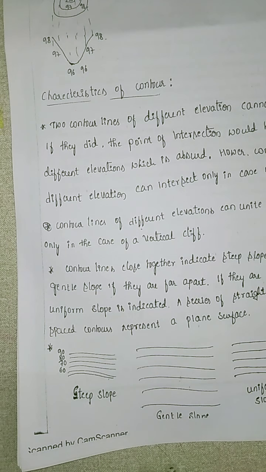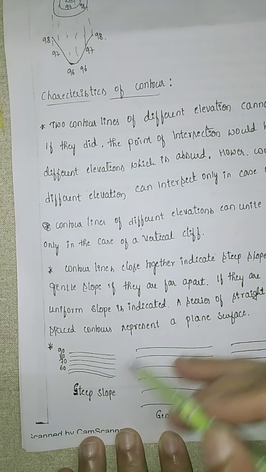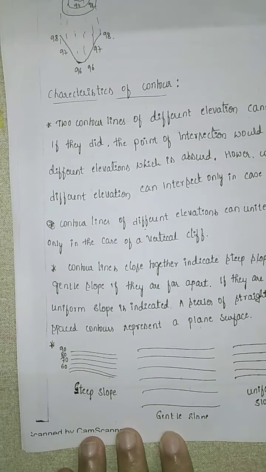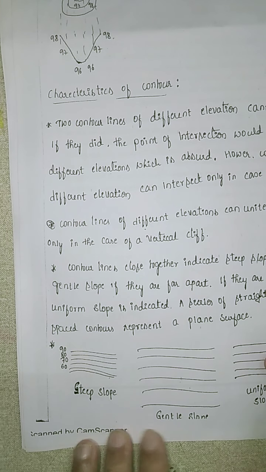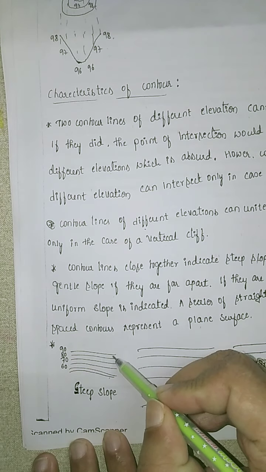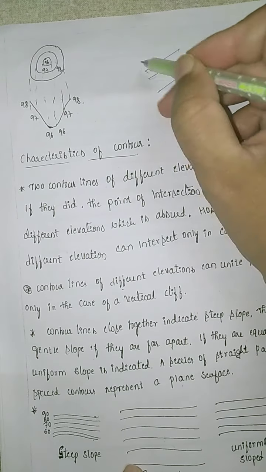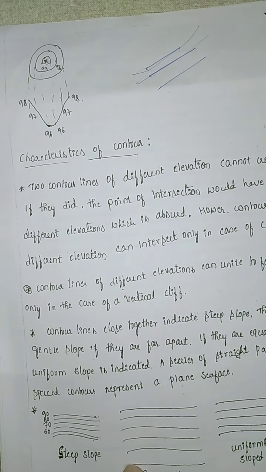Now we will see what the different characteristics of contours are. Contour lines are the diagrammatic representation of the contour. Two contour lines of different elevation cannot cross each other. The contour lines will not meet each other if they are at different elevations.